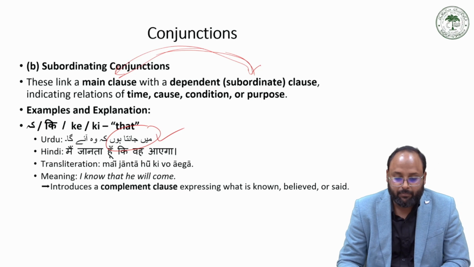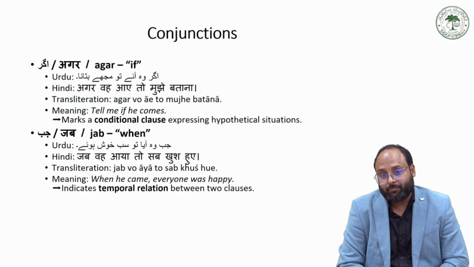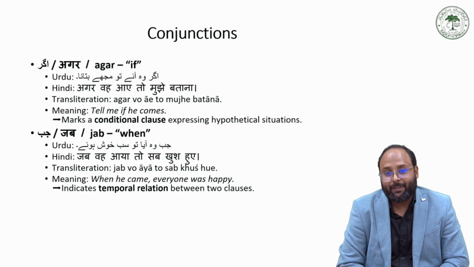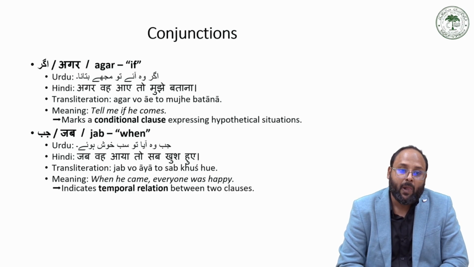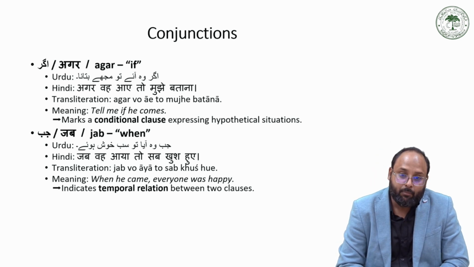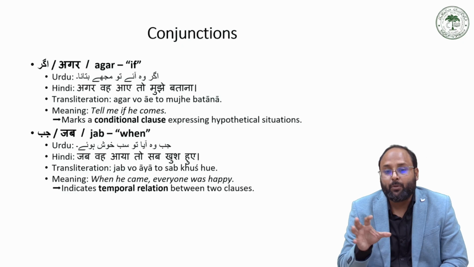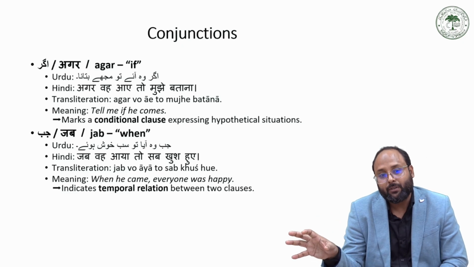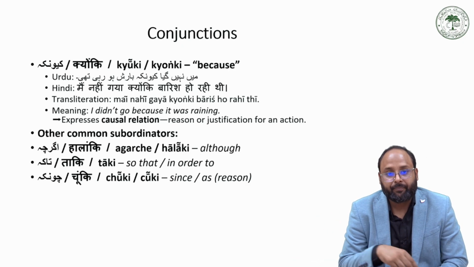I know that he will come. And now we have agar. It is adding a conditional clause, like अगर वो आए तो मुझे बताना. There is some condition, so it marks a conditional clause expressing a hypothetical situation. So अगर is a subordinating conjunction. And जब also: जब वो आया तो सब खुश हुए. It is a temporal relation between two clauses.